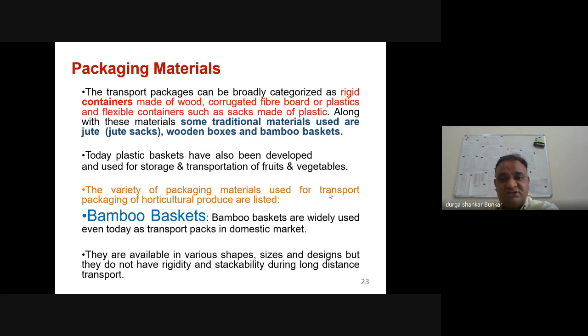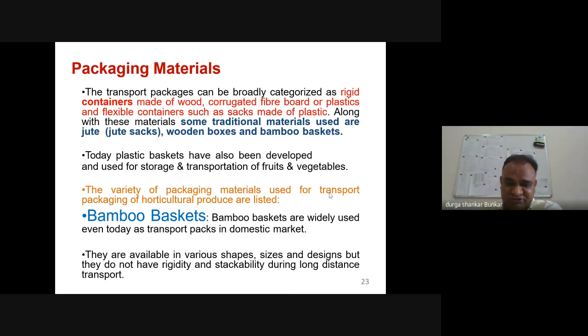Another listed packaging material is the rigid container made of wood, corrugated fiber board, or plastic, and flexible containers such as sacks made of plastics. So we can go for stacking also, with plastic crates. And some traditional uses are jute sacks, wooden boxes, and bamboo baskets. The bamboo basket is the most common and available in the domestic market also.